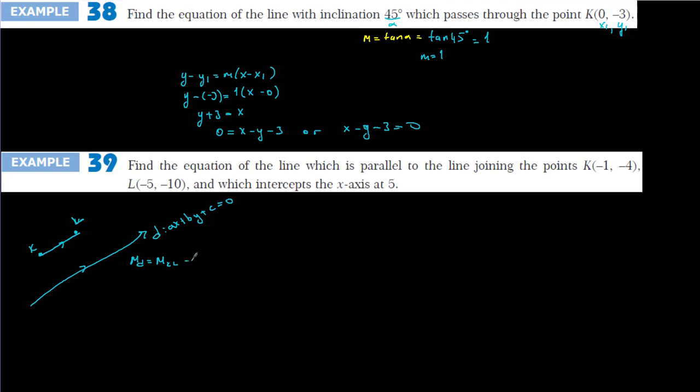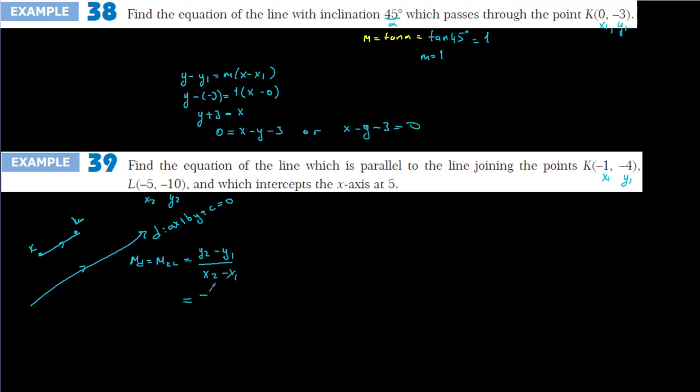KL it should be. Let's first find the slope of KL, which is y2 minus y1 over x2 minus x1. Here, of course, we should be careful. This is x1 and y1 when we name, and this is x2 and y2. This is the formula for the slope of a line that we were using.